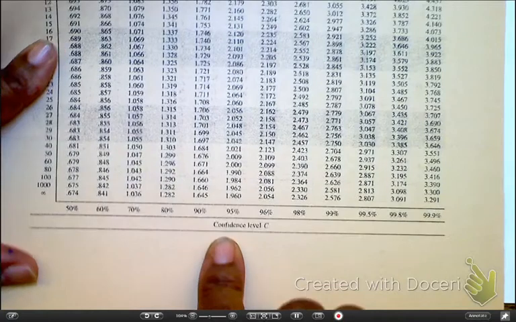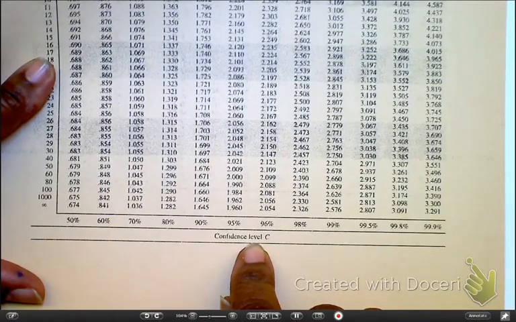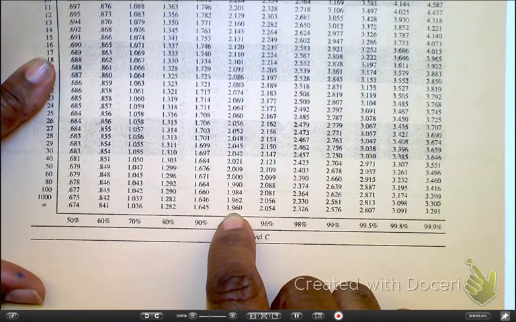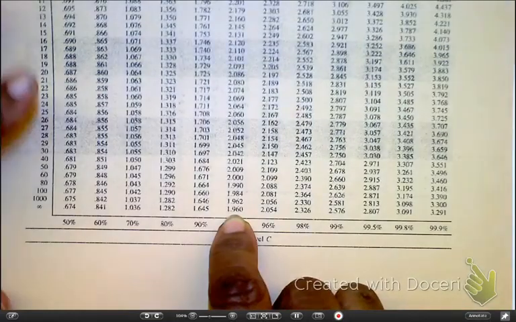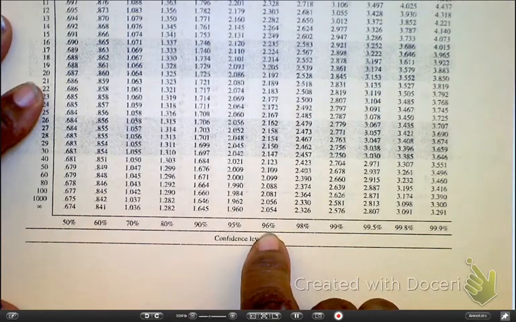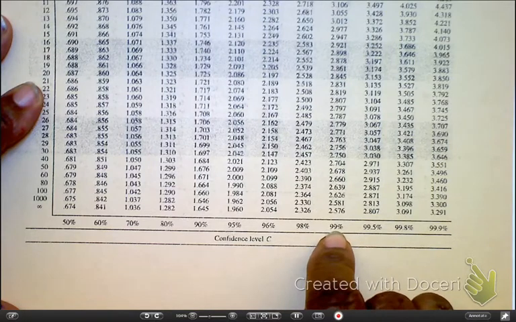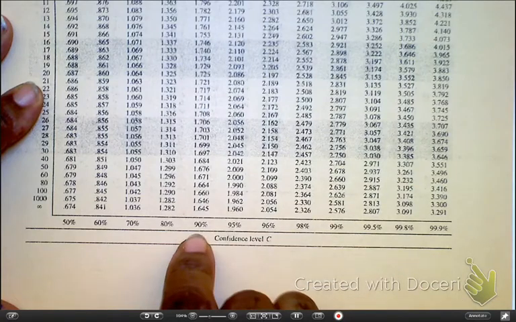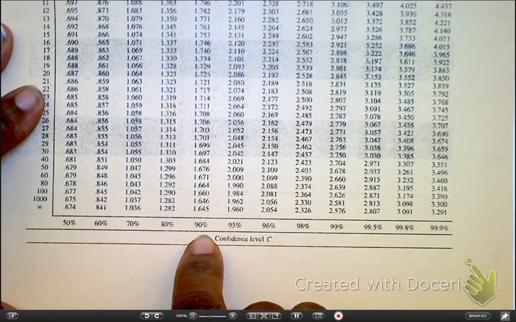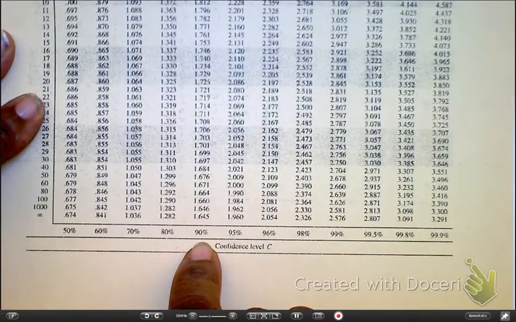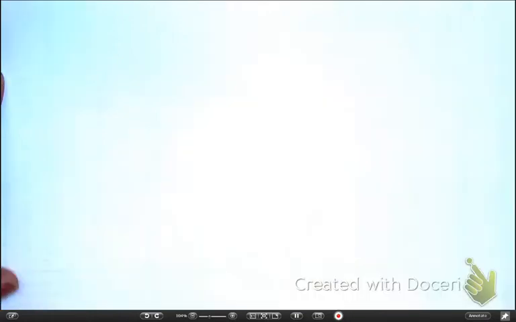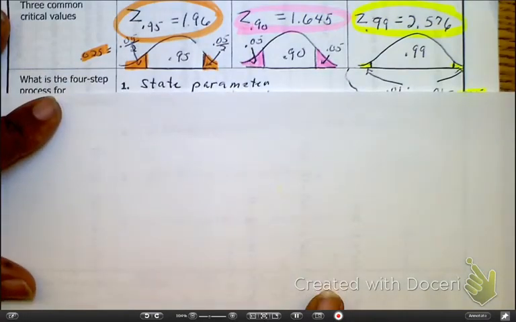Okay, so as I mentioned before, level C, confidence level C. Here's your 95% confidence interval. The Z star associated with that, which is called the critical value, is 1.96. Here, the critical value associated with the 99% level C is 2.576. And the other one that is very common is the level C, your confidence interval of 90, and the Z star is 1.645.